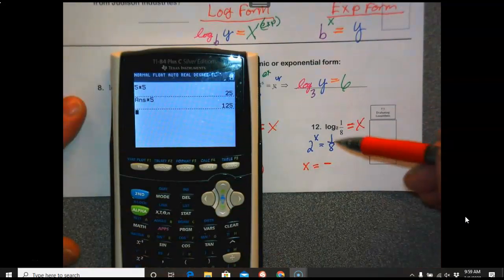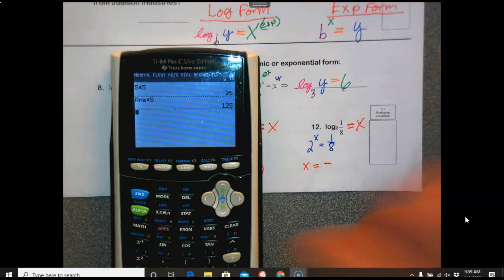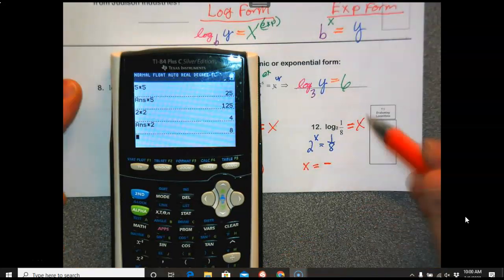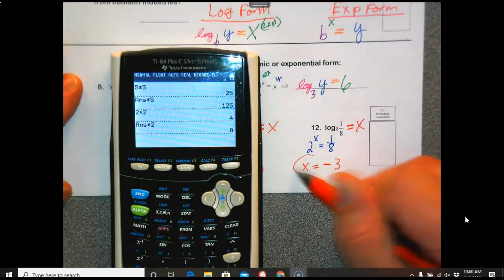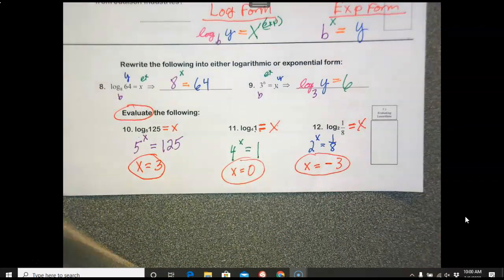Then I need to know how many 2's I multiply by itself to get 8. 2 times 2, 4 times 2 is 8, so it has to be 3. X equals negative 3.